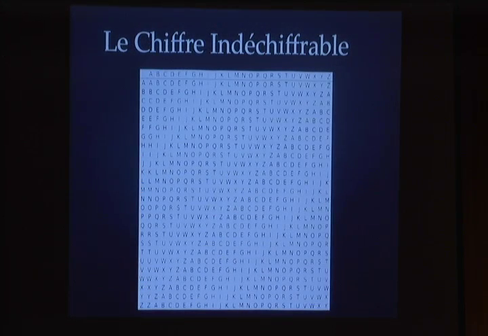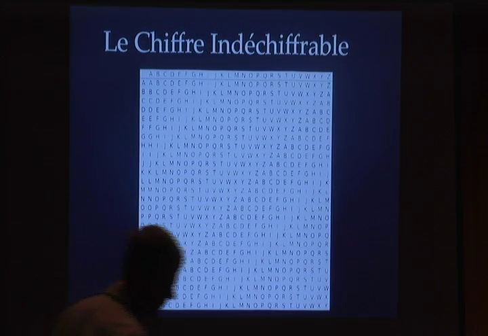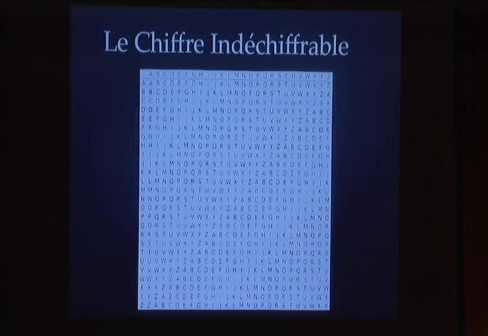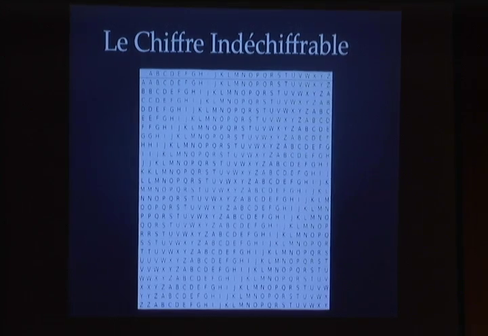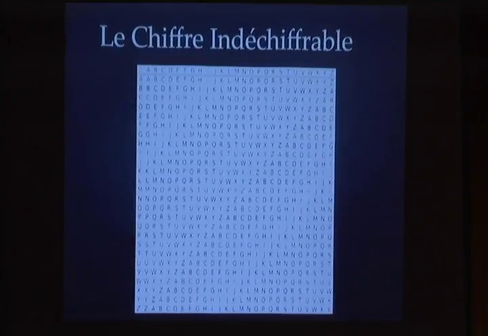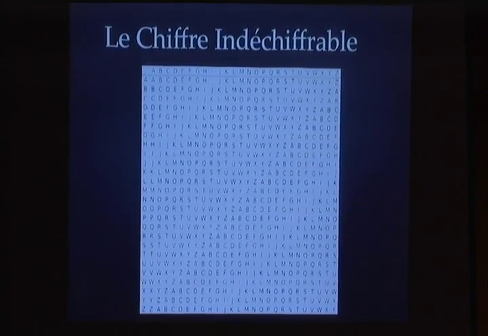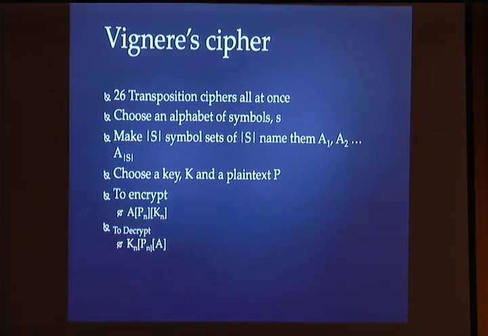Le chiffre indéchiffrable, also known as the Vigenère cipher. This actual thing in front of you is what's called the Vigenère tableau. Essentially, you have to think of it as 26 ROT13s. Each letter above it corresponds to a different offset in ROT13. It doesn't have to be ROT13, but it's just an offset in your cipher. So it's actually 26 transpositions all at once.